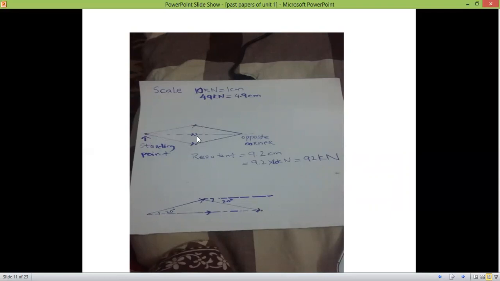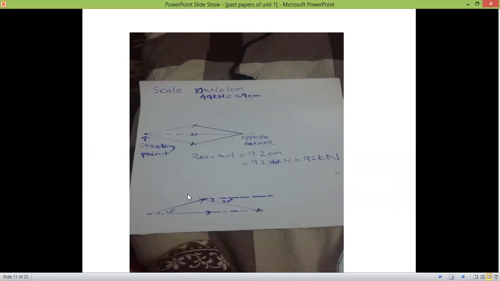And how to get the resultant? The starting point is joined with the opposite corner, and then the magnitude of the resultant force is 9.2 centimeter. The length of this line will be measured and it will be 9.2 centimeter. We have to give the magnitude in kilonewton. Over here, 1 centimeter is equivalent to 10 kilonewton. So in the next step, centimeter will be replaced by 10 kilonewton. 9.2 multiplied by 10 kilonewton becomes 92 kilonewton.